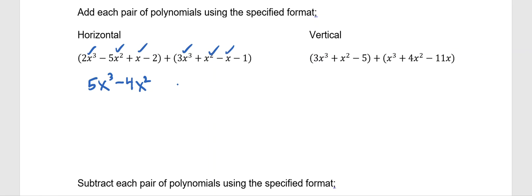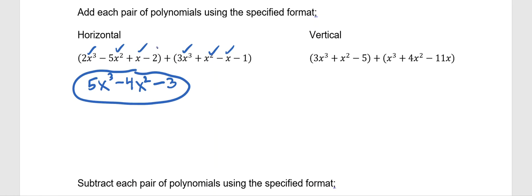Negative 2 plus negative 1. Again, don't get tripped up with your signs. When you add two negatives, you'll get something more negative. It'll be like saying plus negative 3, but we like to simplify that as minus 3. So this is our final expression. We've taken this first polynomial, 2x to the third minus 5x squared plus x minus 2. When we add it with this other polynomial, 3x to the third plus x squared minus x minus 1, we get a simplified outcome of 5x to the third minus 4x squared minus 3.